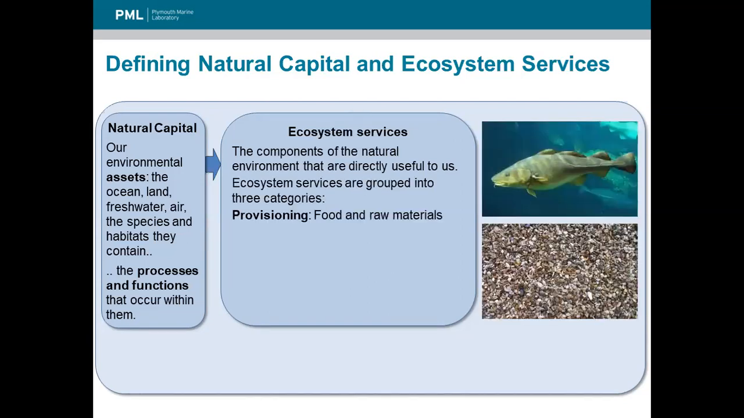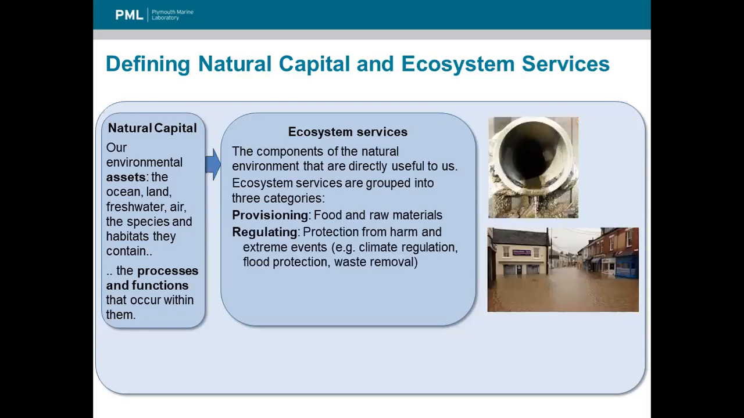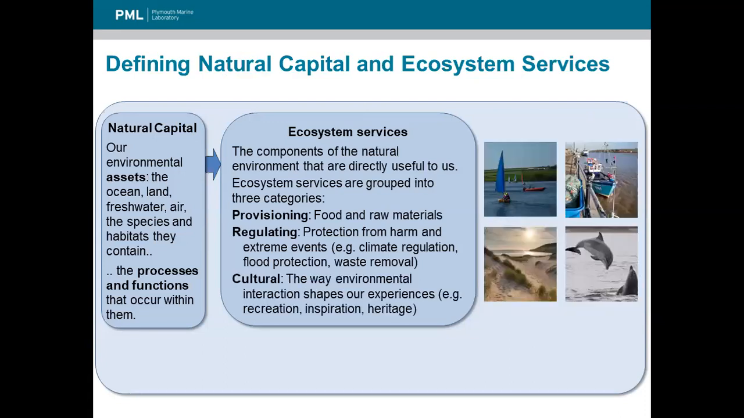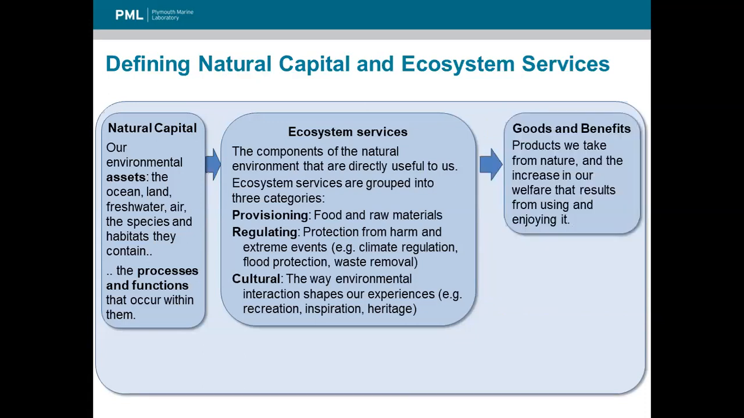And they can be referred to as flows. They're usually divided into 3 categories. There are provisioning services, which is food and raw materials; regulating services, which is how the environment helps protect us from harm, so how it absorbs pollution, how it protects from flooding and erosion. And then there are cultural services, which is how our interactions with the environment shape our experiences, so recreation, inspiration, heritage, for example. And from ecosystem services, we then take products or otherwise have benefits that increase our welfare from using and enjoying nature.